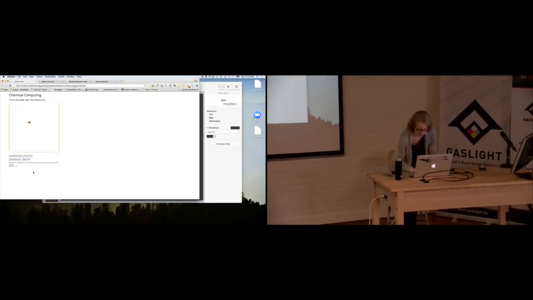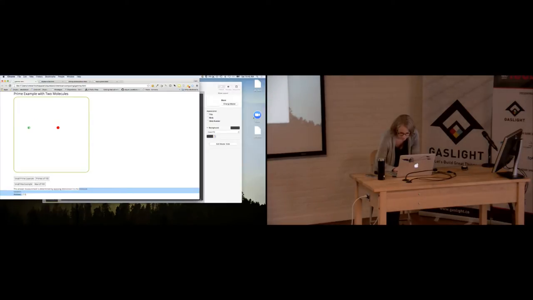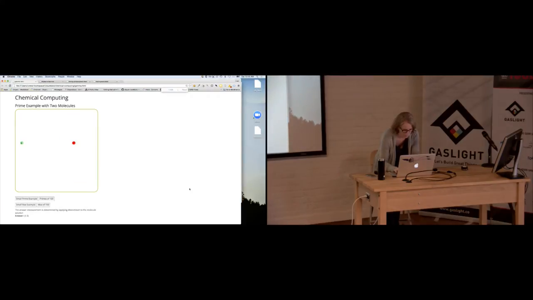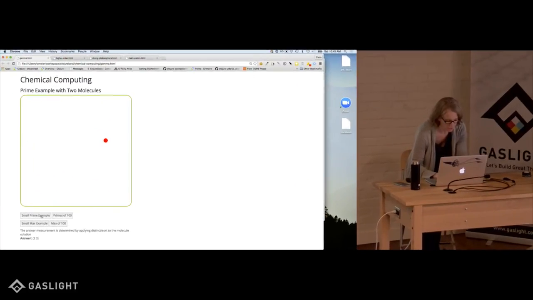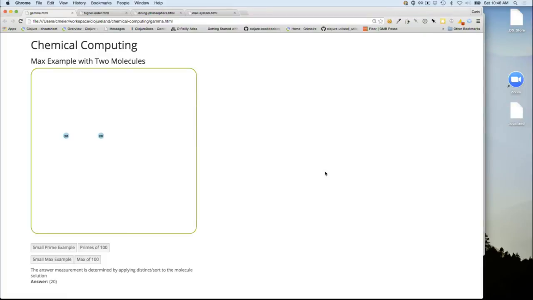So let me make this a bit bigger. Make my screen a little bit bigger here. Okay, let's look at the small max example. Okay, so you have two balls, a 2 and a 20, and they bump together, and they have two 20s. So that's pretty cool, right? But let's actually make more.